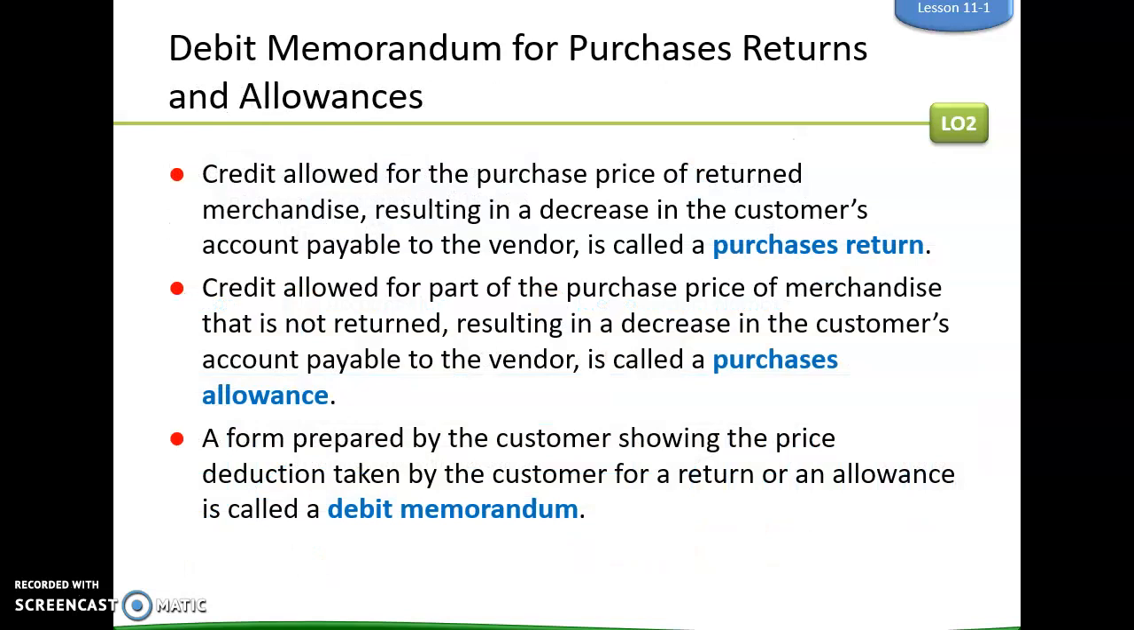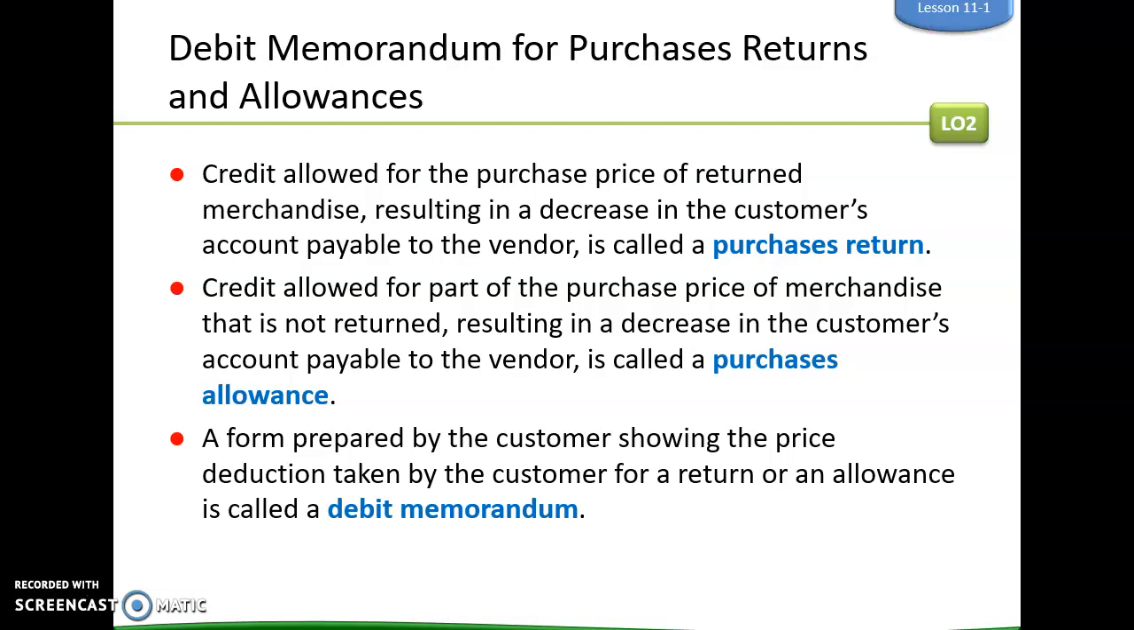So debit memorandum for purchases, returns, and allowances. So I want to talk to you, have we ever bought something that we want to return, right? Or if we ever got something that we weren't satisfied with, we want to return, right? We don't, as customers, we generally do not want to keep merchandise that is inferior in quality, or if we ordered something and we get something different, right? We don't want to keep it. So if that happens, as a business, we have to allow our customers to return either part or all of that merchandise.